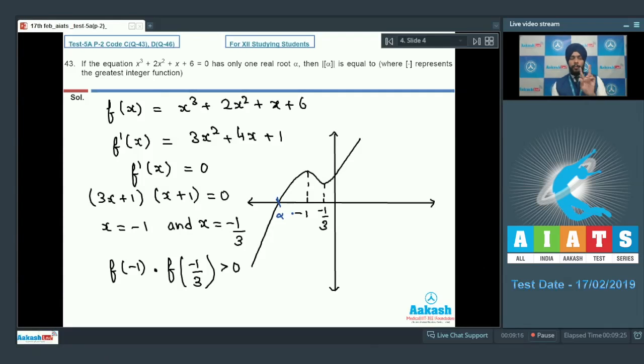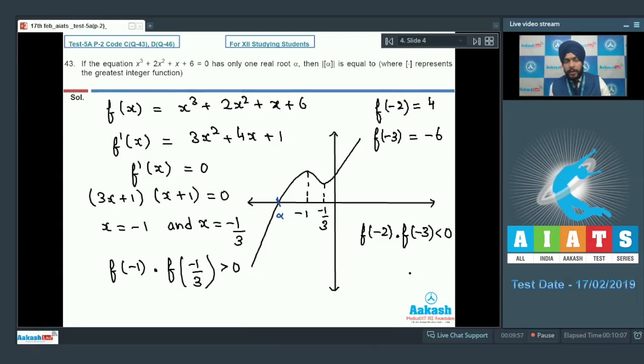So we have to find out two consecutive integers such that f of k into f of k plus 1 is negative. So we have f of minus 1 being positive. So f of minus 2, let us have a look at the value. Minus 8 plus 8, that is 4. F of minus 3, that will be minus 27 plus 18 minus 9, minus 9 minus 3 is minus 12, so minus 6. So clearly, f of minus 2 into f of minus 3 has opposite sign. So the product is negative.